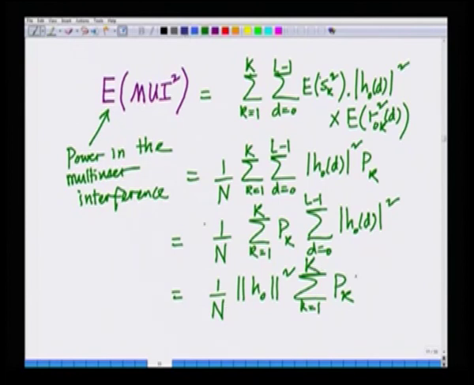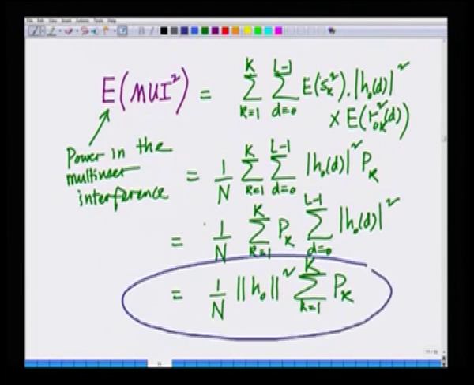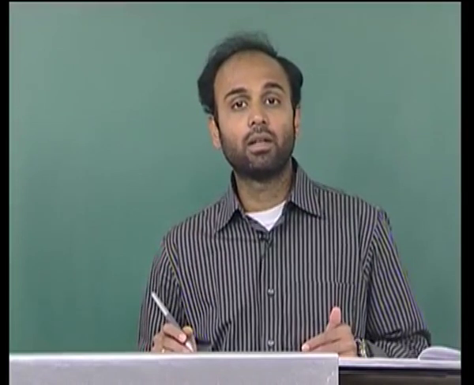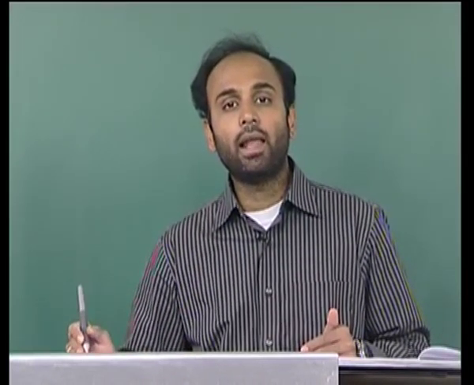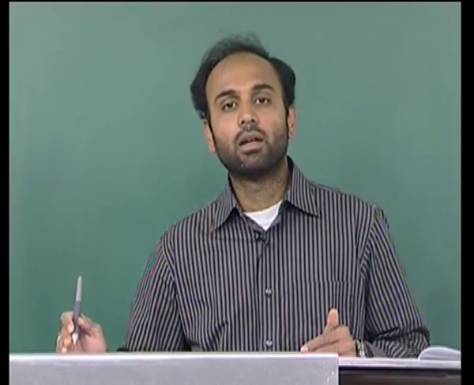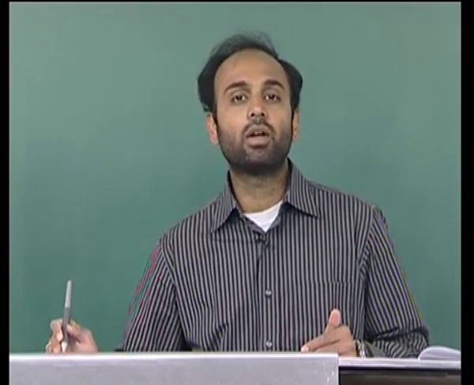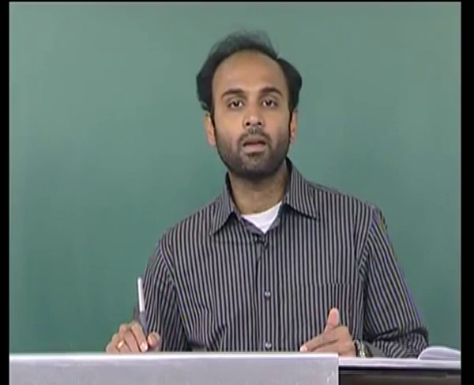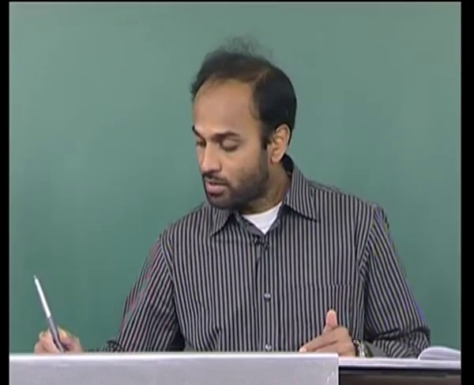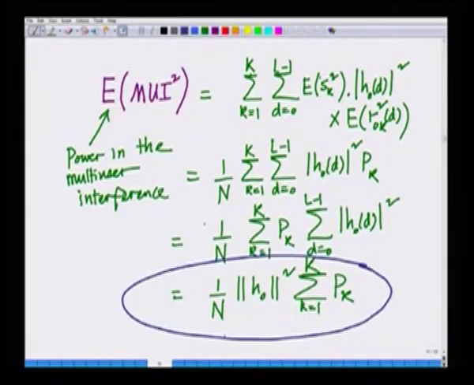So, what is the significance of this expression? First, what is this expression? This expression is the interference power in the L minus 1 components corresponding to the multi-user interference. Hence, this is the power in the channel times the power of all the interfering users, that is k equals 1 to capital K, times 1 over n. Look at this, there is still a factor of 1 over n, which is very important, which is nothing but the spreading gain of this system.